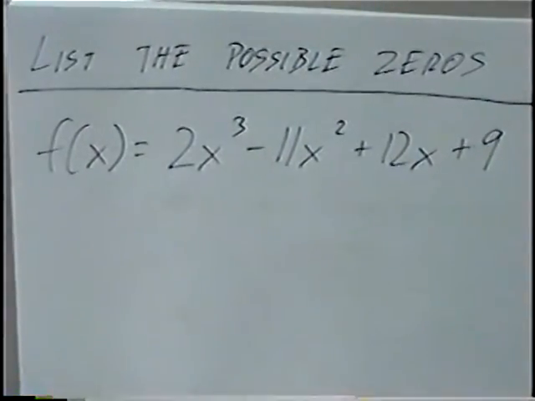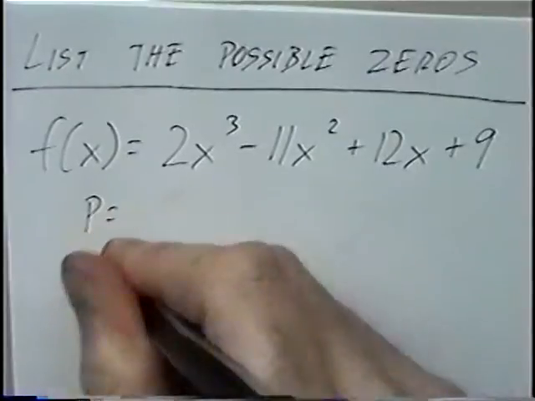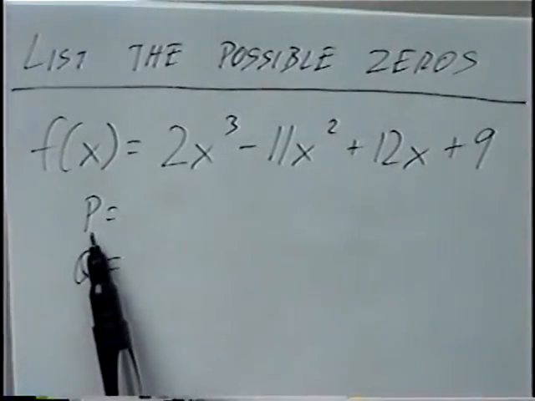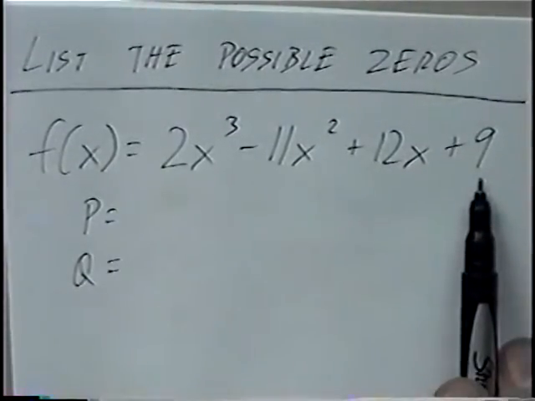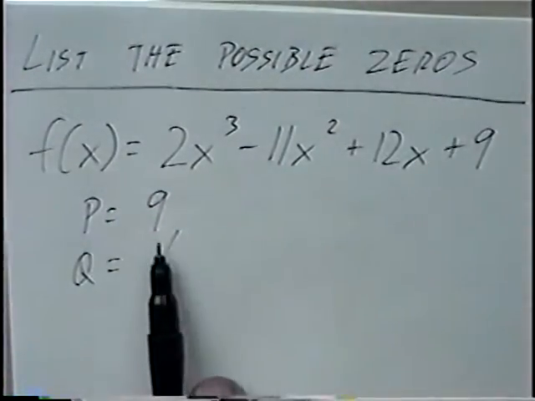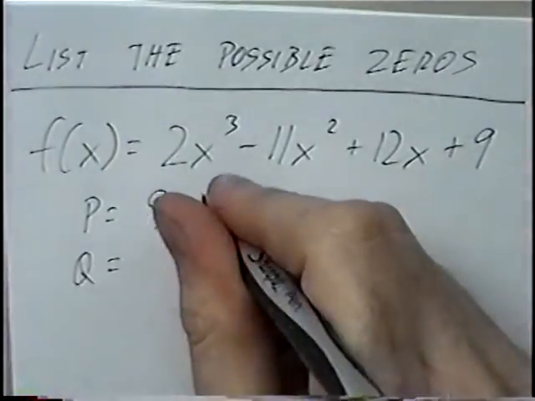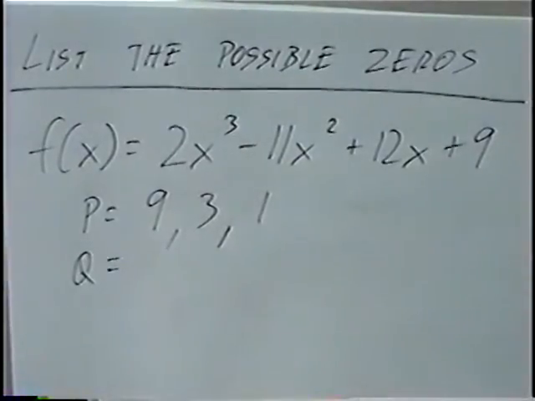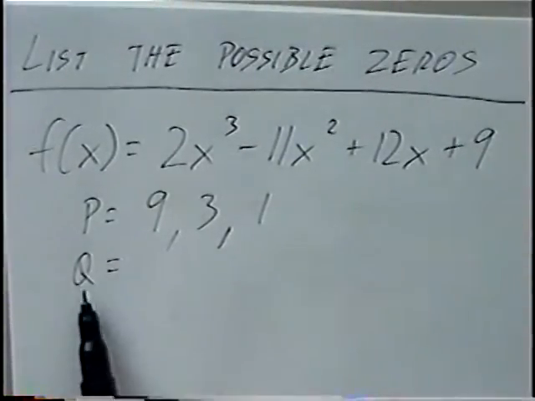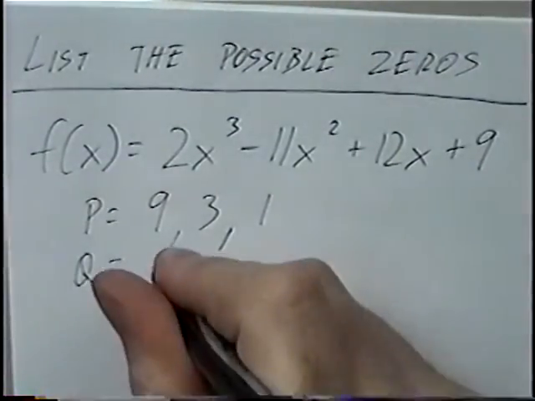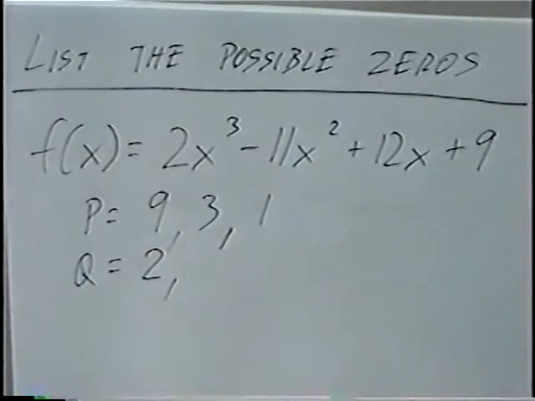To list the possible zeros, we'll first find the value of p and find the value of q. Looking back at the previous definition, p again is the factors of the last number, a sub 0. In this case, the number is 9, so p will be 9 and all the factors or numbers that divide into 9. 3 is a factor of 9, and also 1 is a factor of 9. All the numbers that divide evenly into 9. And q, looking back at the definition, is the leading coefficient in front of the highest degree. So q will be 2, but also the factors of 2, which would be 2 and 1.